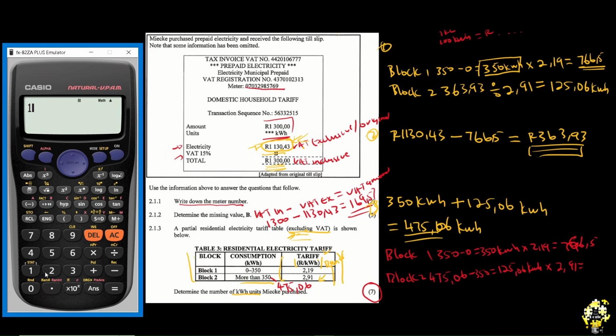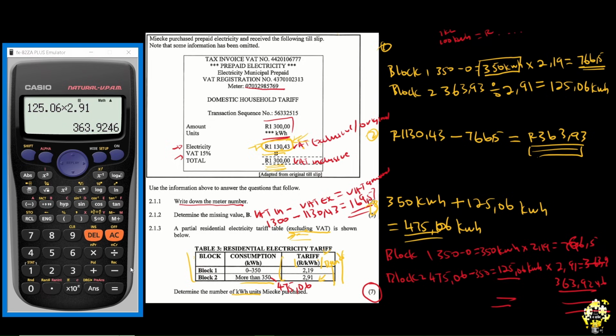So we say 125.06 multiplied by the rate. Now the answer is going to slightly vary because I have rounded off the final answer to 2 decimal places. It's 2.90. It will slightly vary. It's not going to be a big difference. We are getting 363.9. Okay, let me write this here. It's 363.9246.